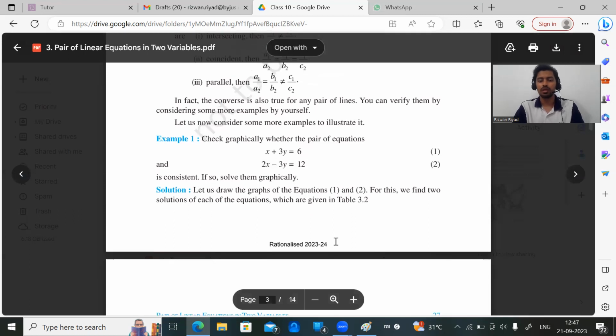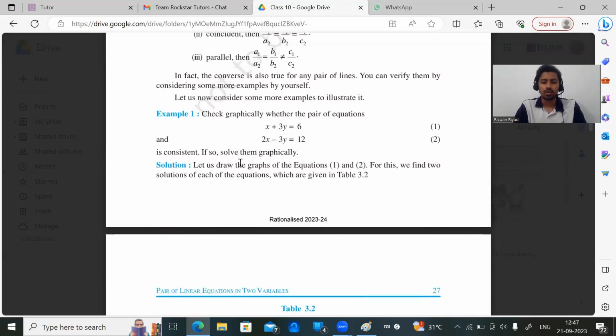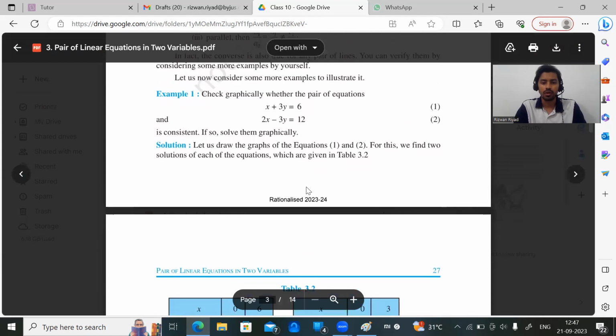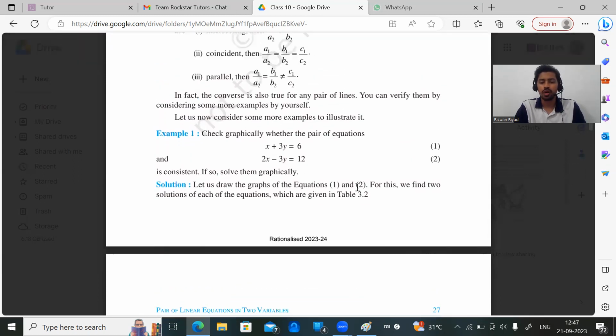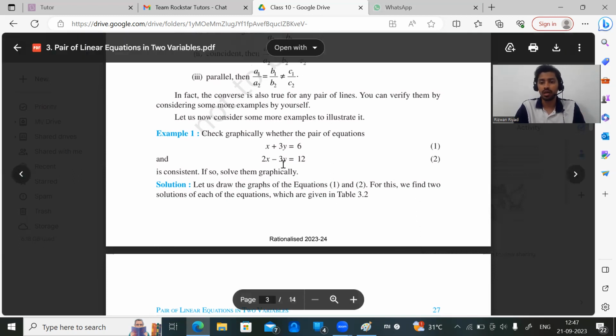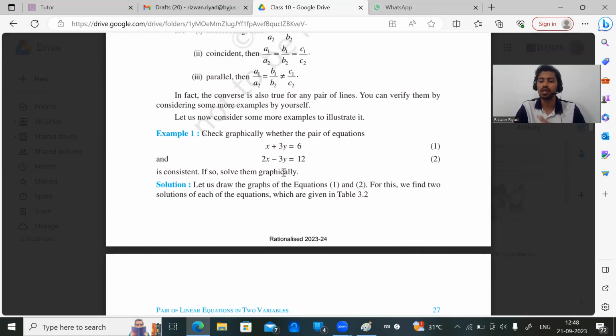First, you can see the solution here. It's already solved here. Let's draw the graphs of equations 1 and 2. Actually they are consistent, you can see from that graph. Consistent equations means their graphs are intersecting. They are not parallel lines, they are intersecting. So you can see it in the graph itself.